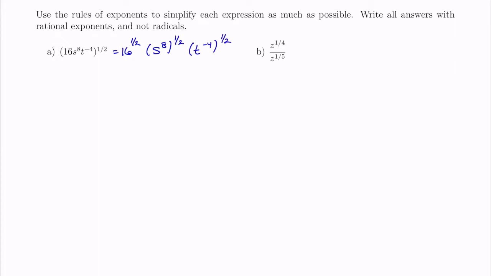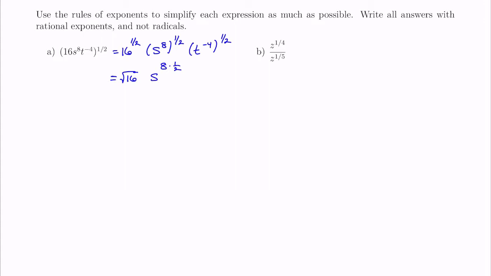Once we have applied that outer exponent to every factor inside the parentheses, the 16, the s to the 8th, and the t to the negative 4th, we'll then simplify each one of those factors on their own. 16 to the 1/2 is the same thing as the square root of 16. To simplify s to the 8th to the 1/2, we will use the rule that says exponents in parentheses raised to exponents outside parentheses will be multiplied. So we'll end up with s to the 8 times 1/2.